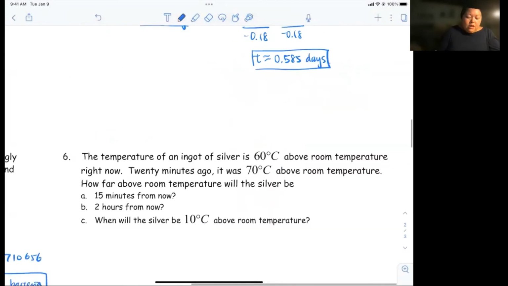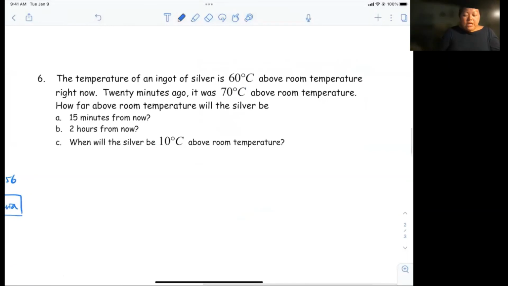Okay. All right, last problem here. The temperature of an ingot of silver is 60 degrees above room temperature right now. 20 minutes ago, it was 70 degrees above room temperature. How far above room temperature will the silver be 15 minutes from now? Okay, so you're going to use the information given to you that it is 60 degrees Celsius right now, and 20 minutes ago it started out as 70 degrees Celsius, right?